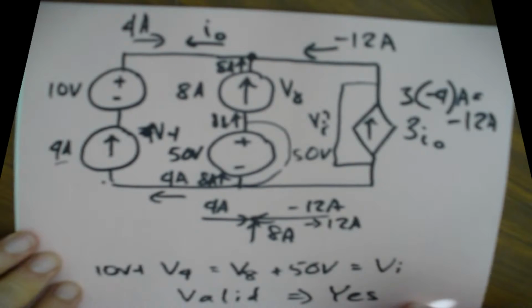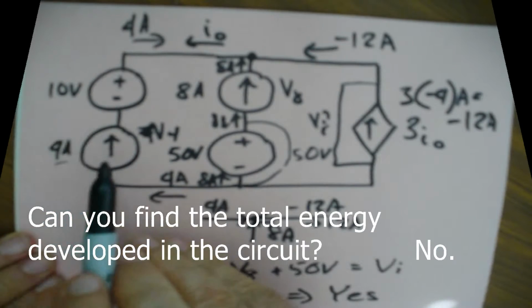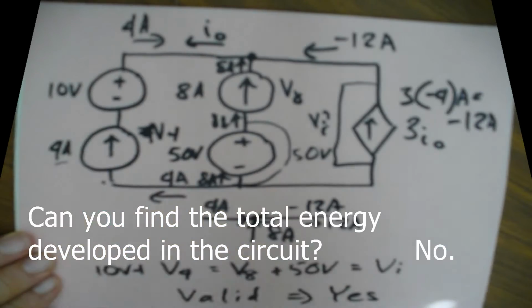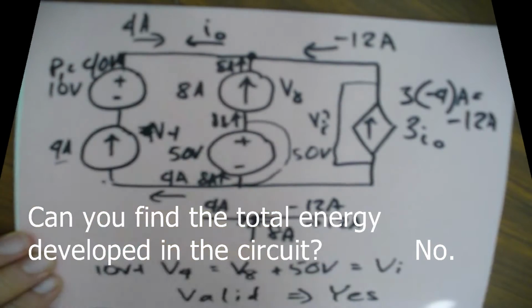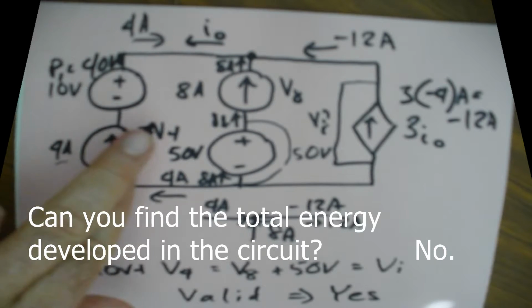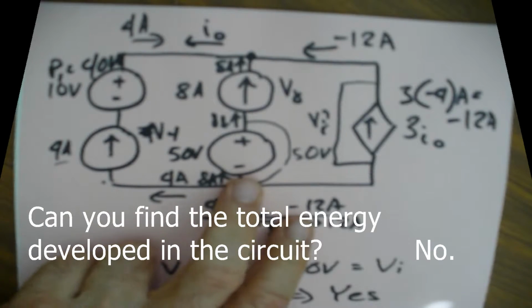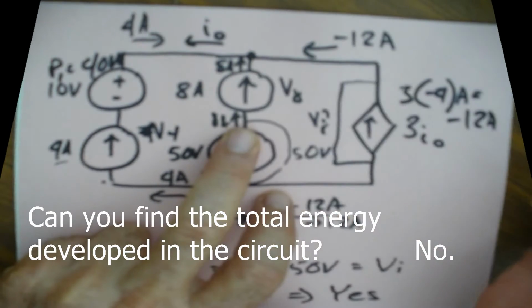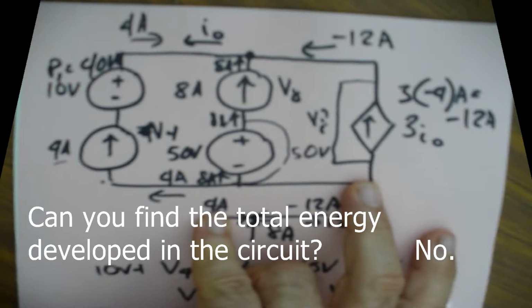The next question is, can we find the total energy? And the answer is, of course, no. We know the power here, this is 10 volts times 4 amps, which is going to be P1 equal to 40 watts. But we don't know the voltage across this, so we don't know what that power is. And the current through this source is 8 amps. And those two together is going to be 400 watts, but we don't know the voltage across here, so there's some other power we have no idea. But we don't know the voltage here, so we don't know what the power is there either.